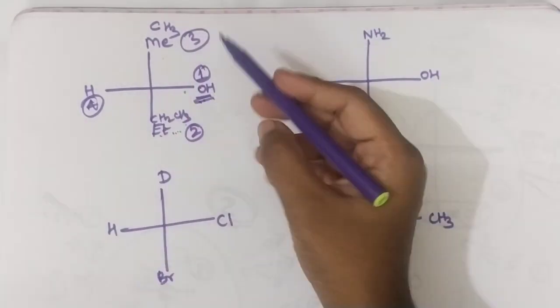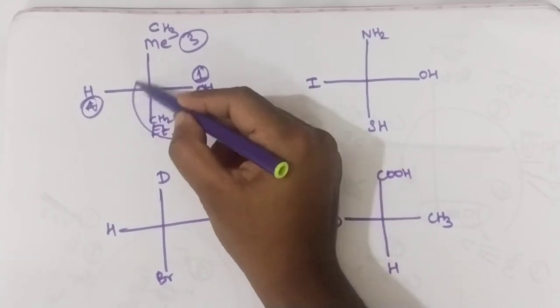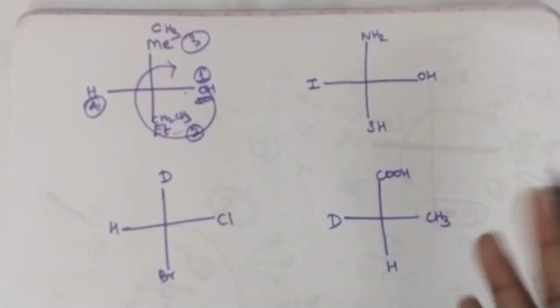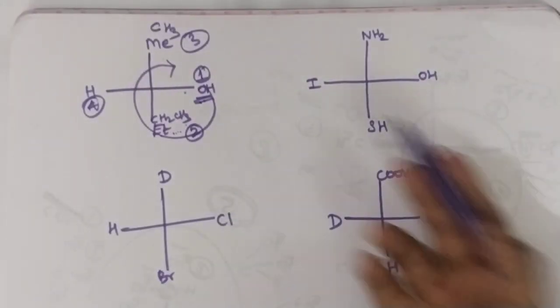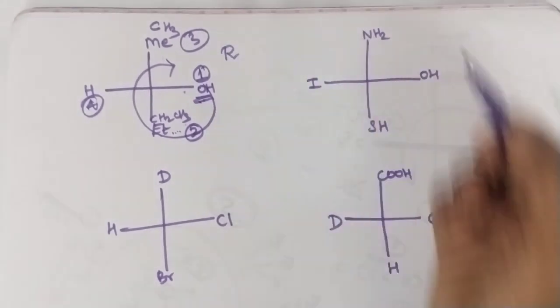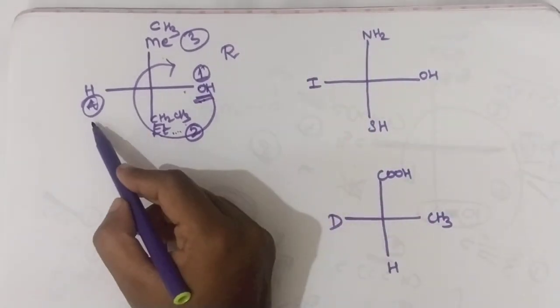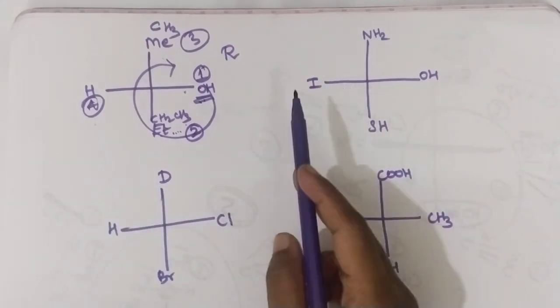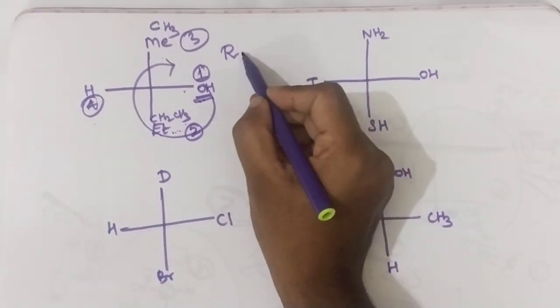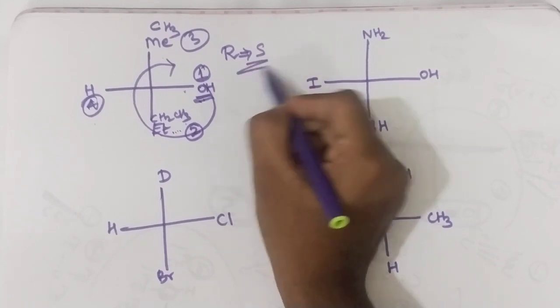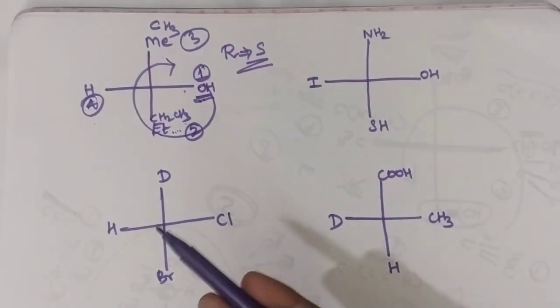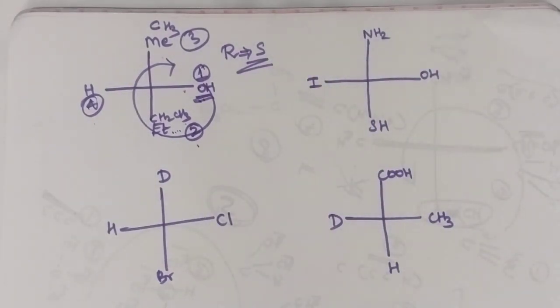Now you have to rotate, right, from 1 to 3. 1, 2 and 3. So it is towards your right, clockwise direction. Hence, it should be R configuration. But your fourth priority group is present in the horizontal line. Hence, you should invert the configuration. If you invert the configuration, it is S. So the correct configuration for this projection is S configuration. Okay, I have solved the first question. You have to solve the other three questions and try to share your answers in the comment section so that I can check whether it is correct or not.